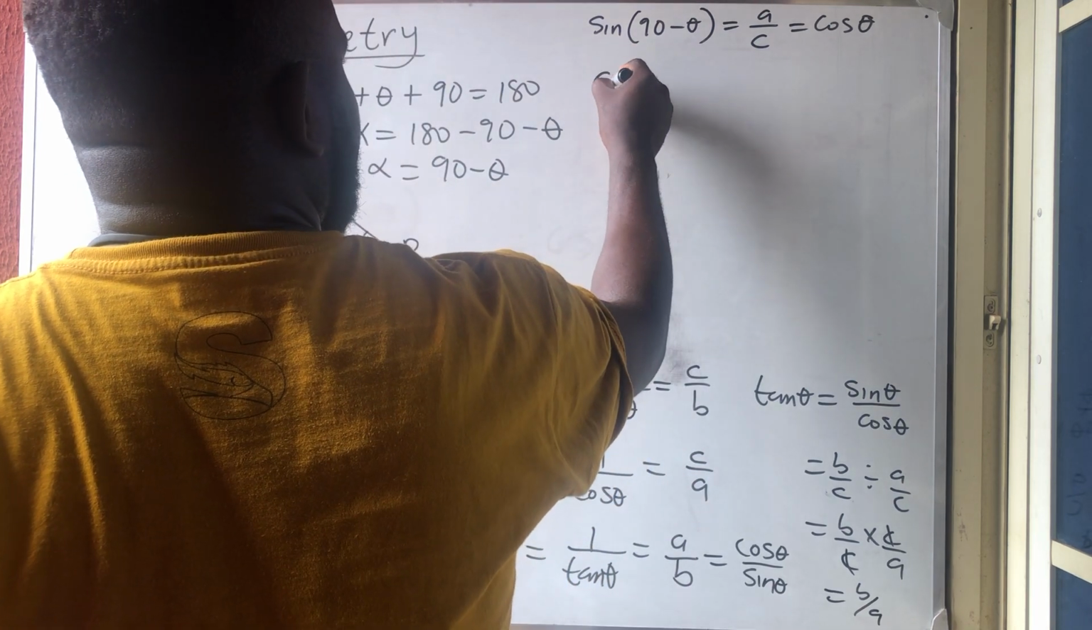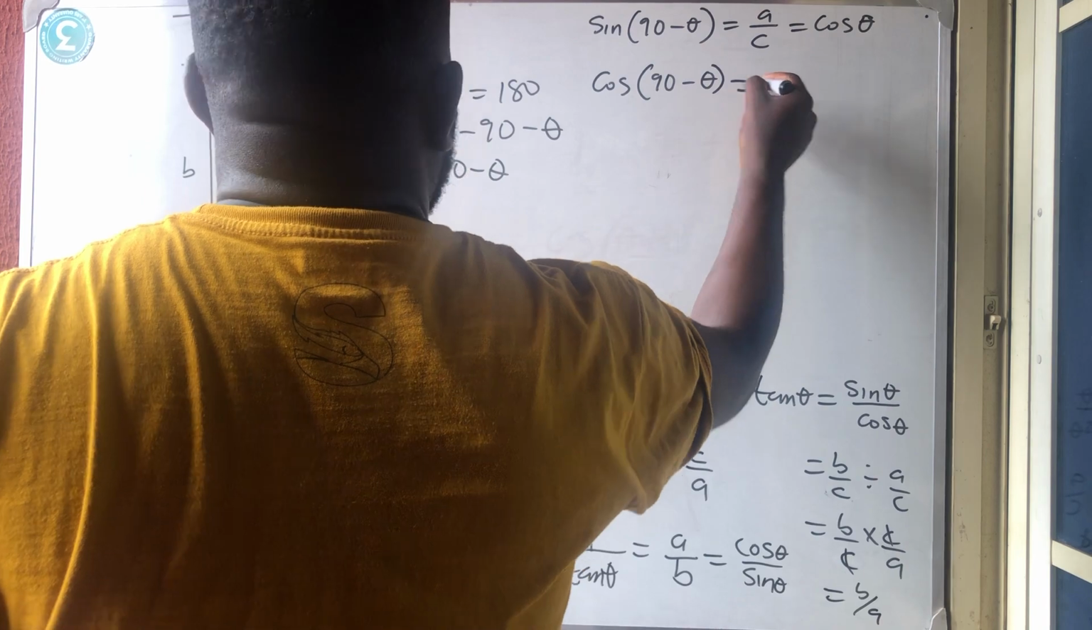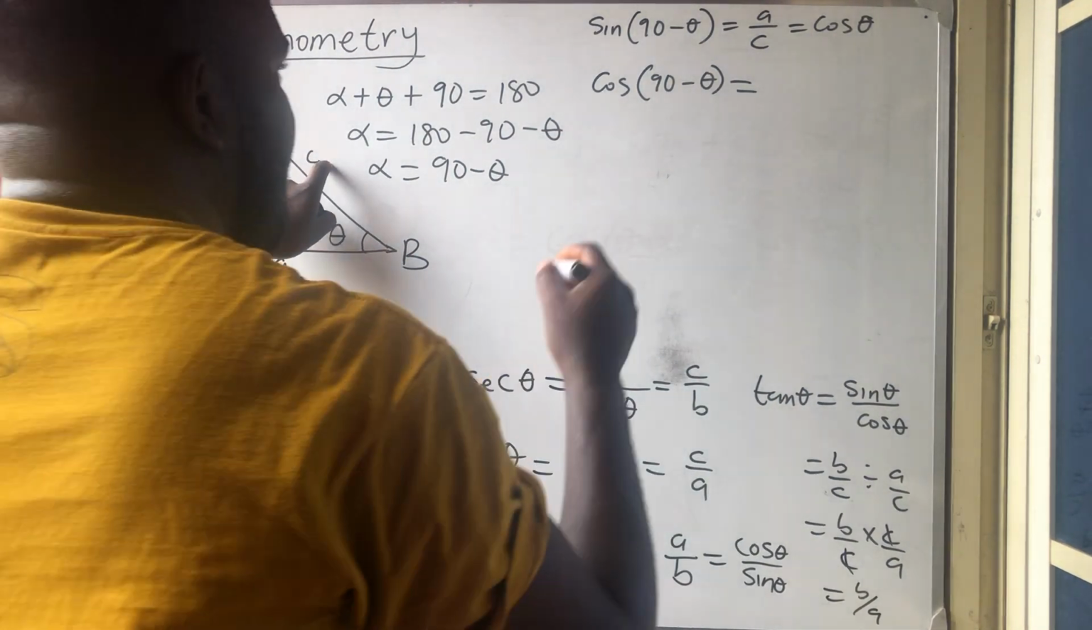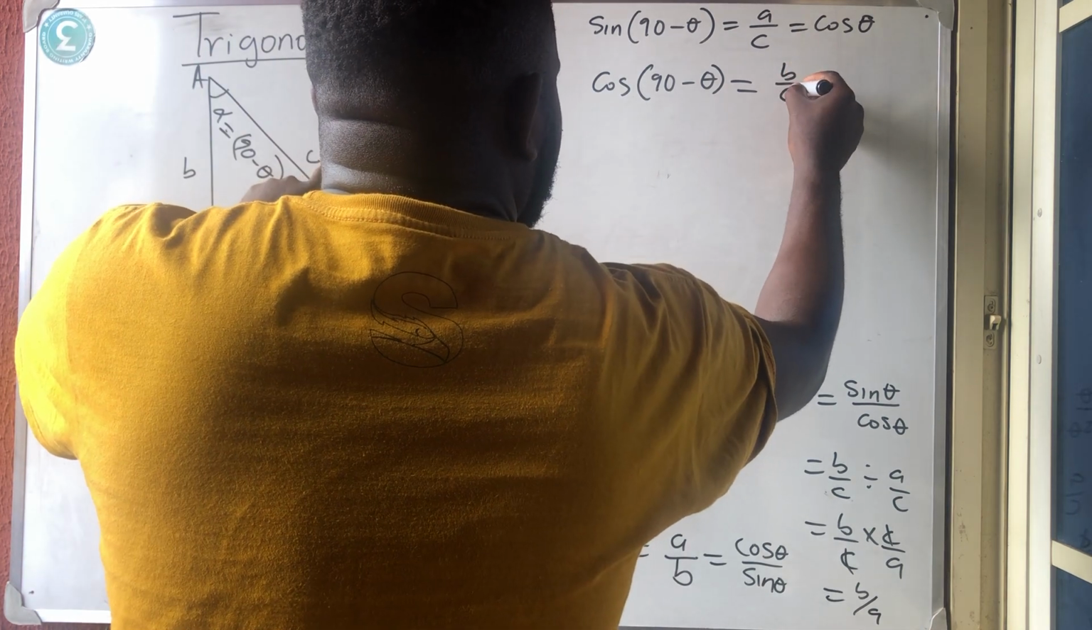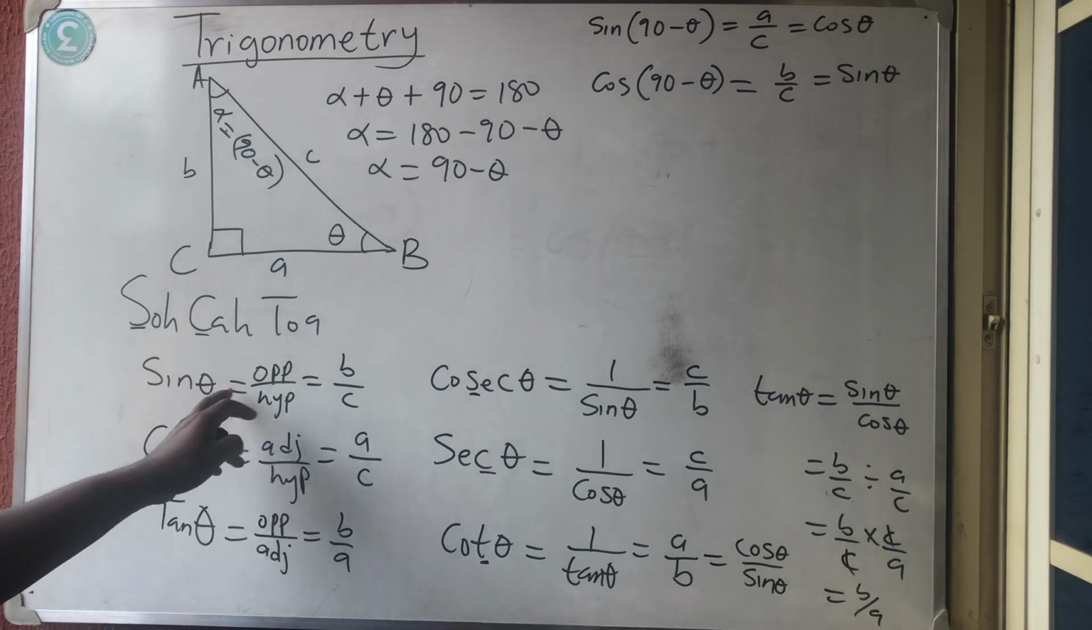So the next one we're checking is cos 90 minus theta, which is what? Cos here becomes the adjacent, since here is the opposite. Adjacent over hypotenuse, which is b over c, which is the same thing as sine theta. We got it as sine theta, b over c.